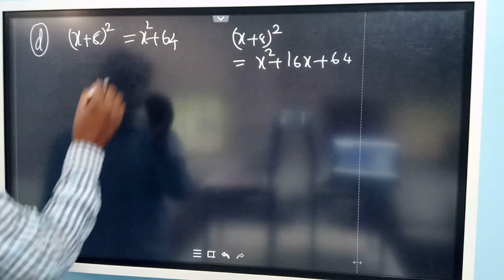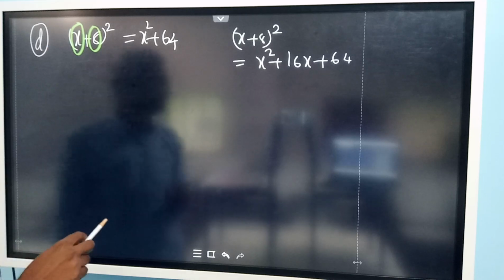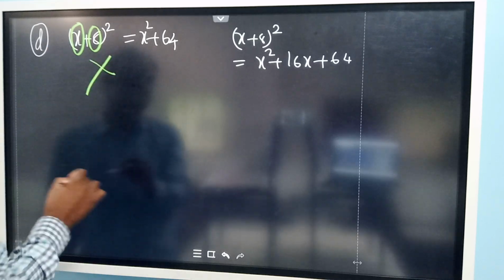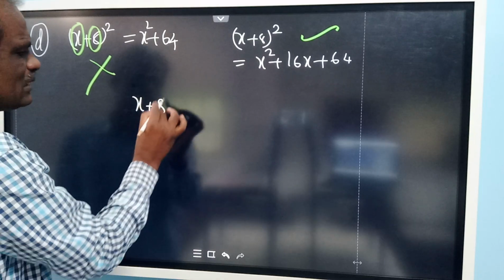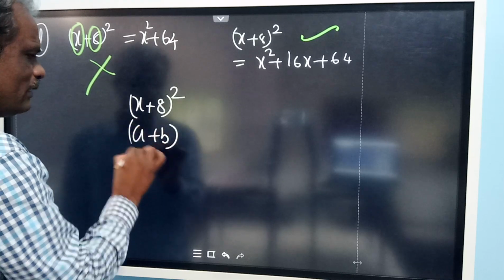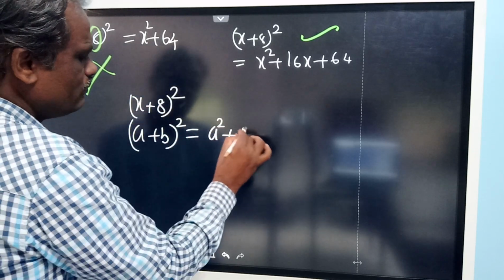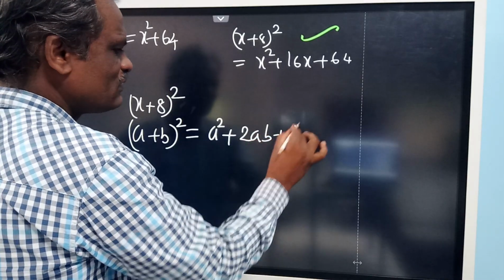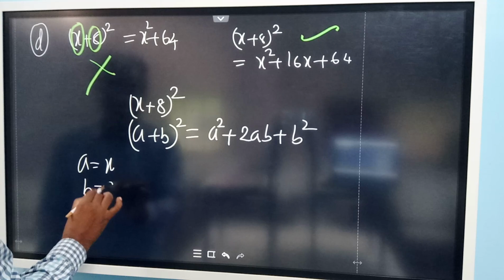(x plus 8) whole square, they have done x square and 8 square only. That is wrong. So this is correct. (x plus 8) whole square can be solved using the (a plus b) whole square formula. You know that it is in the form of (a plus b) whole square, which is a square plus 2ab plus b square. So a value you substitute x, b value it is 8.